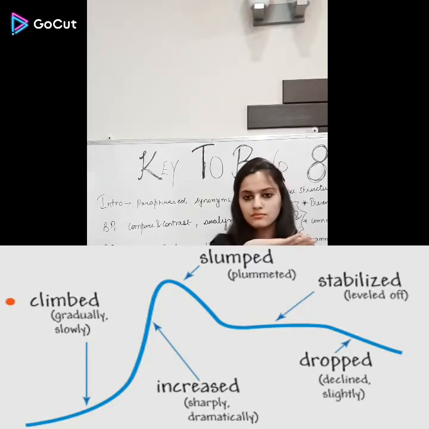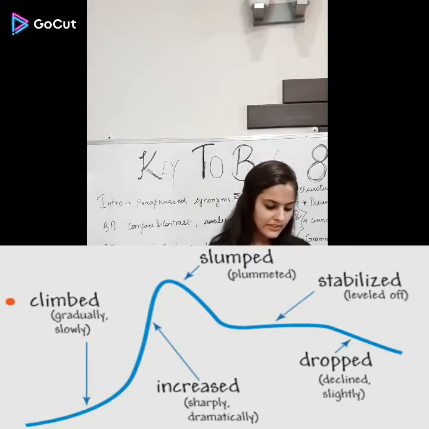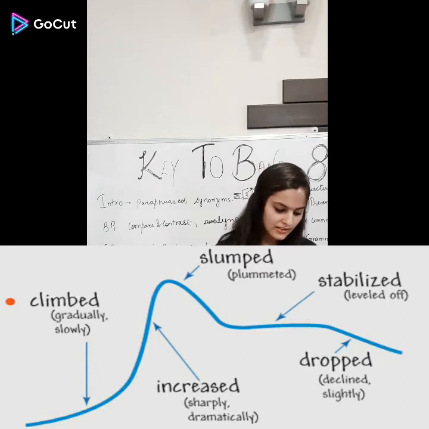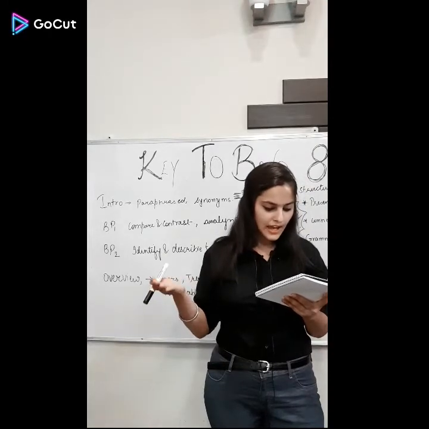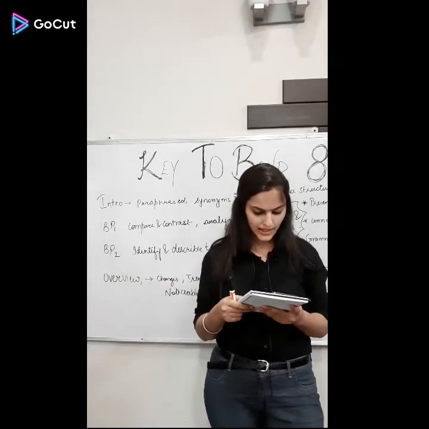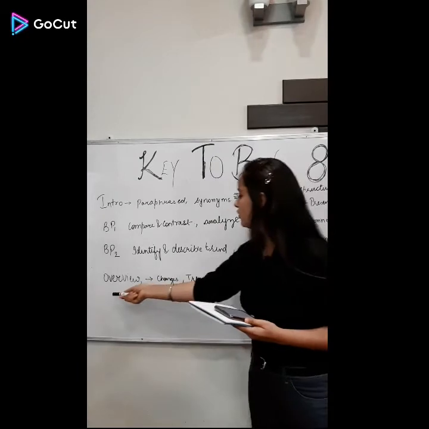Then, when the data is stable, you can say steadily or steady, and when there is a slight change you can use the words slightly, slowly and mildly. Right. Now coming to overview.